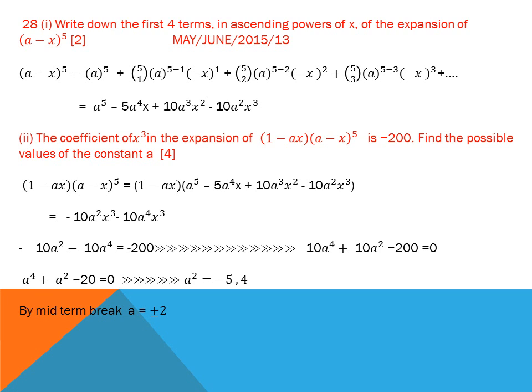So you should apply the quadratic formula here to solve this equation, or the midterm break, to find the value of a square here. I find by using the quadratic formula that a square is equal to minus 5 and 4. So don't take the negative value because it's a complex number. It's not possible to take the square root of minus 5. Only solve a square is equal to 4. I find that a is equal to plus minus 2. I solve this by midterm break. You should also use the quadratic formula here or midterm break to solve this question.